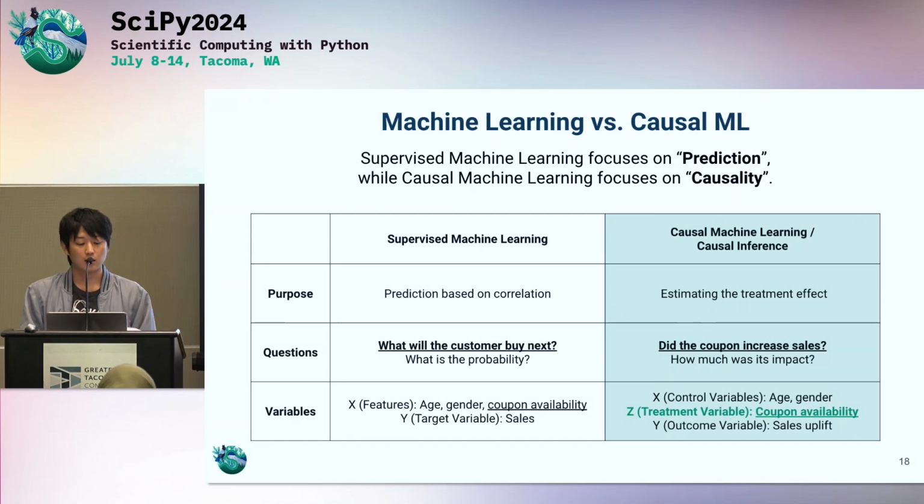Also, the variables used are different. In machine learning, coupon availability is just one of the features. However, in causal machine learning, coupon availability is a very important variable called the treatment variable. The reason why it's important is that the goal is to identify how this treatment variable affects the outcome.